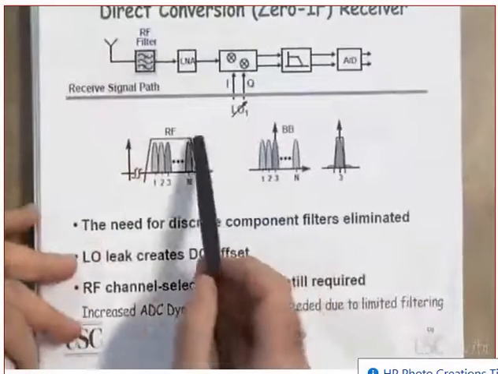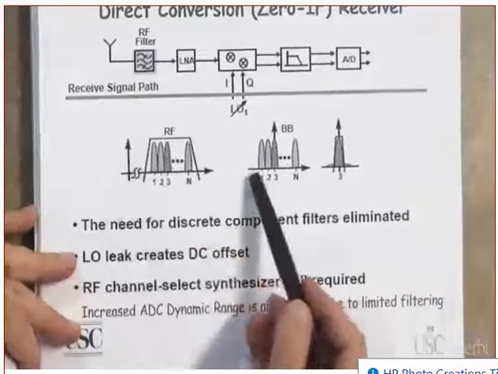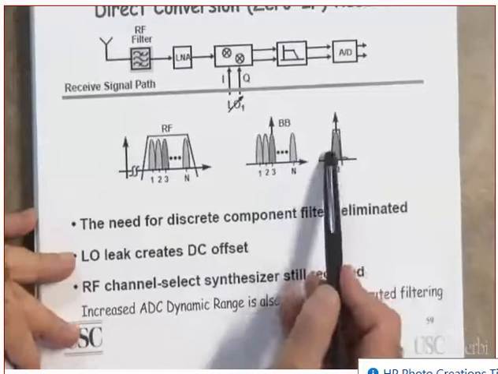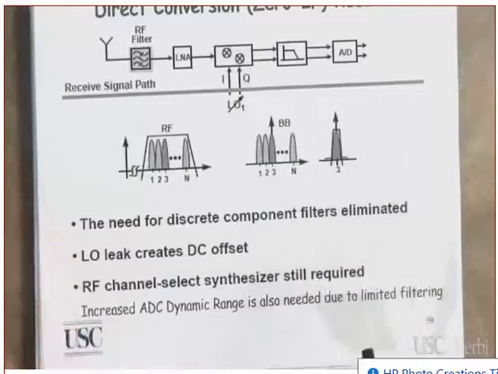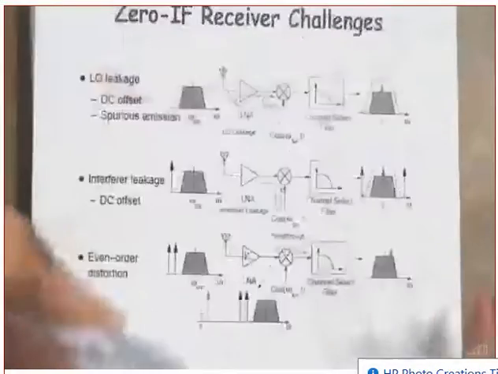First of all, let's look at the diagram. This is the RF, and I'm going to down convert directly to the baseband. Are you following me or not? This is the channel. This is our channel. Clear? Okay. Let's see some of the problems, and we'll continue next time.